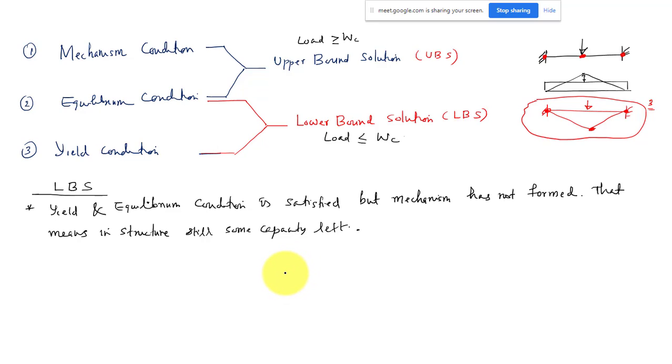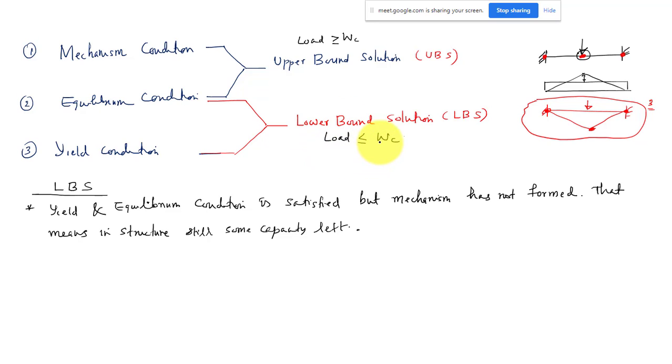Okay, that is the meaning, because once the mechanism is formed, that is only indicating your collapse stage. With the formation of only one plastic hinge, your fixed beam will not collapse. To collapse, it should form a mechanism first. For the mechanism, it should develop three plastic hinges. That is why here it can take some more load, some capacity is still there in the beam. That is why you are getting your load as a collapse load.